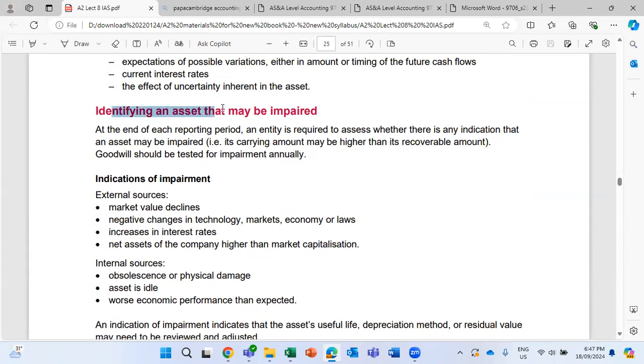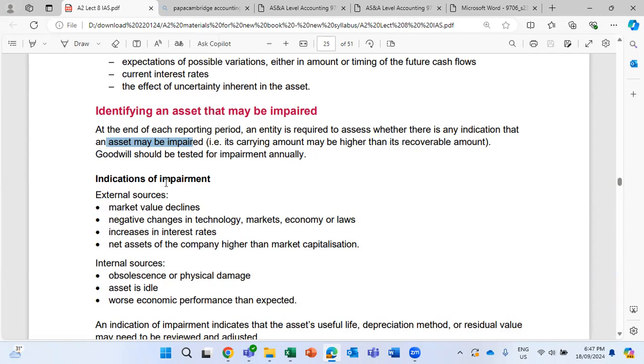Identifying an asset that may be impaired. At the end of each reporting period, an entity is required to assess whether there is any indication that an asset may be impaired. In real life, they will screen through the assets physically and single out assets which they feel cannot provide the business with the expected future economic benefit. We will select these and carry out an impairment for these assets.